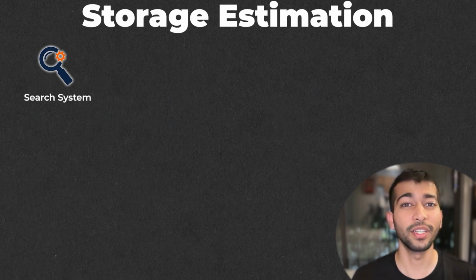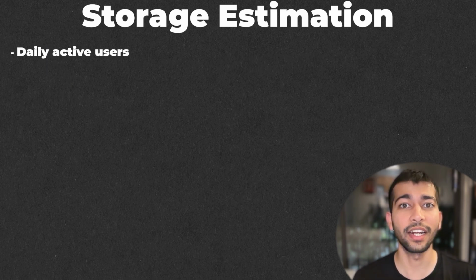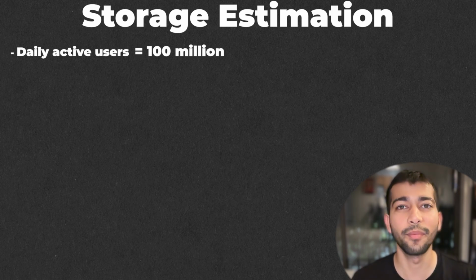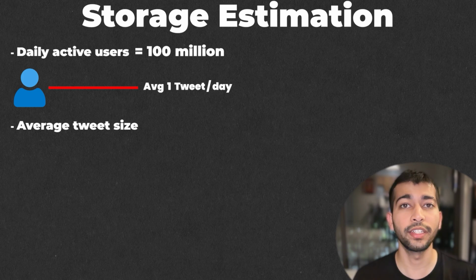Our search system is all about handling tweet text. So here's what we need to know. As we already know, daily active users is somewhere around 100 million. Now we'll make an assumption here. Each user tweets on average once per day. And another assumption would be average tweet size. Let's say the average tweet size is 200 characters per tweet. That is somewhere around 200 bytes.